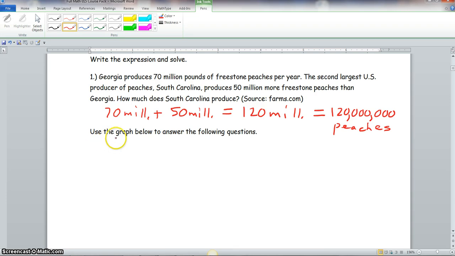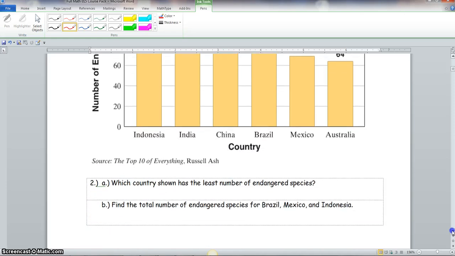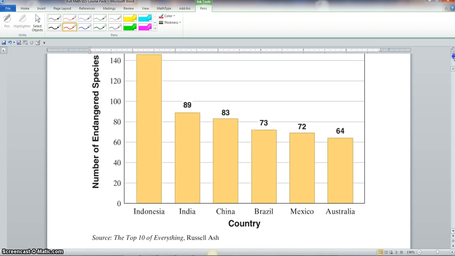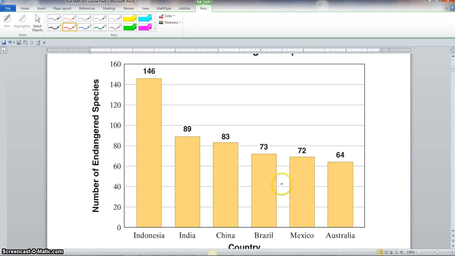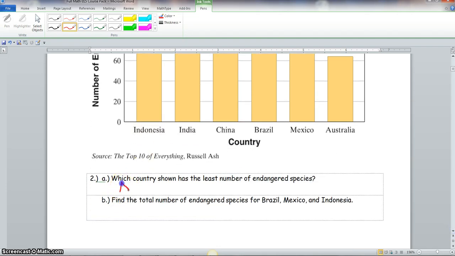Okay, now it says here, use the graph below to answer the following questions. Now the graph we're dealing with is the number of endangered species, which we have here. Now it says which country shown has the least number of endangered species. So we look here at this bar chart, and we notice the lowest one has the least amount of endangered species, because this is the number of endangered species, and this is the country. So it is Australia. So our answer for number 2 is Australia.